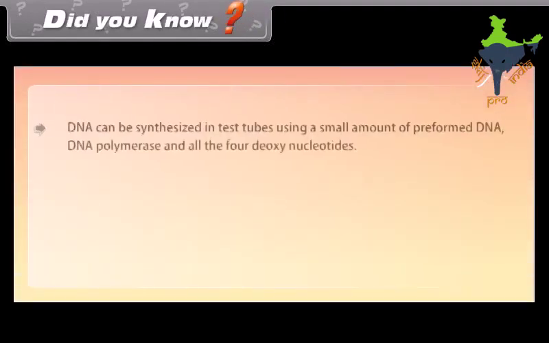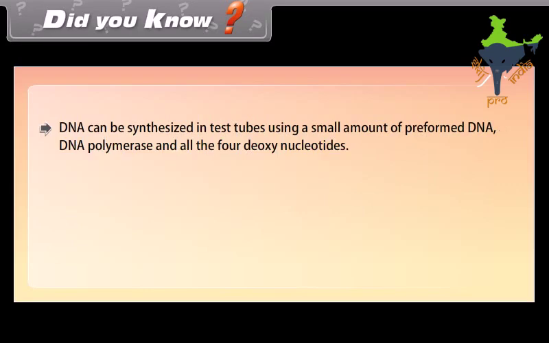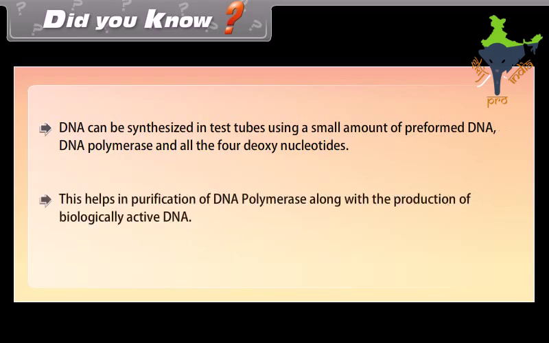Did you know DNA can be synthesized in test tubes using a small amount of preformed DNA, DNA polymerase, and all the 4 deoxynucleotides? This helps in purification of DNA polymerase along with the production of biologically active DNA.